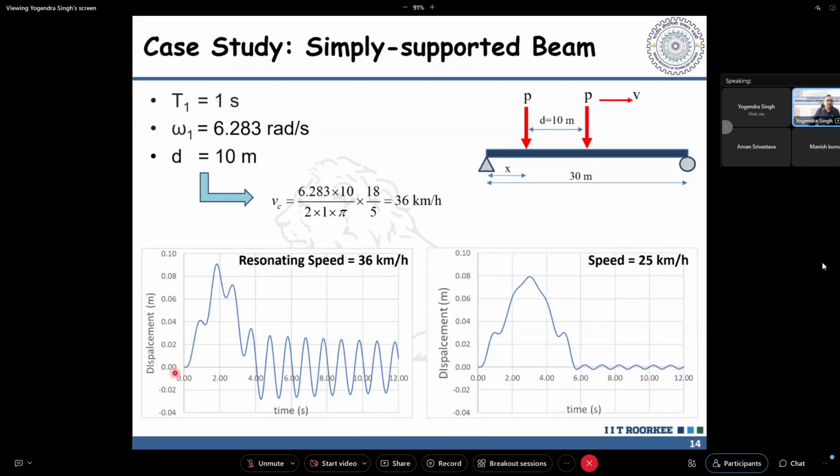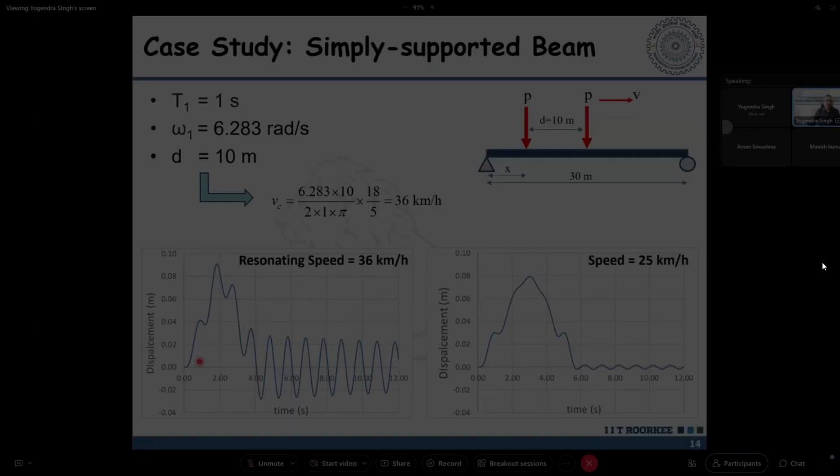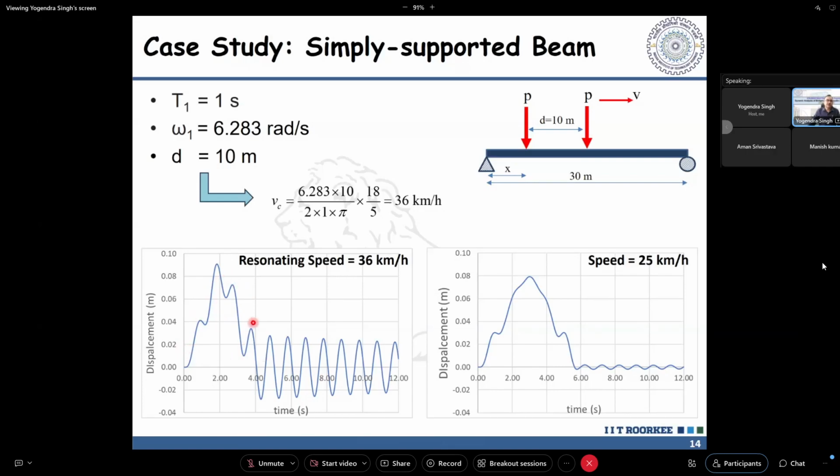Here you will see that there is not a single wave. There are multiple waves. Two waves are overriding each other. The first one corresponds to the load movement on the span. If a single load was moving along the span, we would have got one harmonic. The second harmonic is coming because after a time equal to 10 by v, the next load will come. So there is another frequency overriding that. The train crosses the bridge roughly in 4 seconds. After 4 seconds, it is put to free vibration. So you can see after that, there are free vibrations.